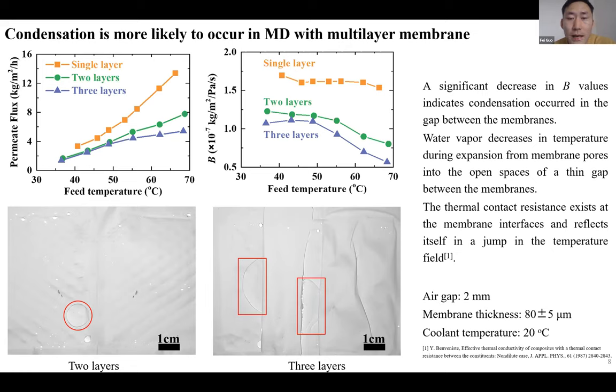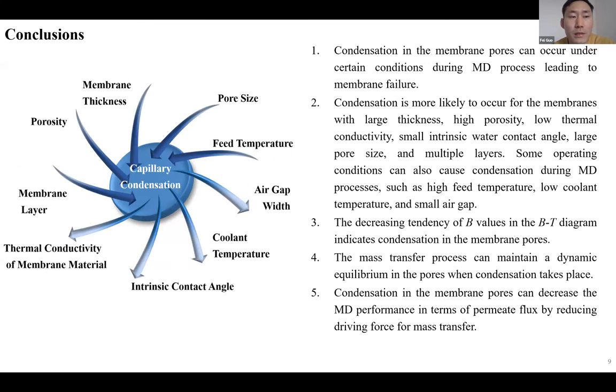With two layers and three layers, membrane AMD processes show significant decreases in the B values, which indicates that condensation occurs in the gap between the membranes. This is because the water vapor decreases in temperature during the expansion from the membrane pores to a thin gap between the membranes. The thermal conduction resistance exists at the membrane interfaces and reflects itself in the jump in the temperature field. Through our experiment, we draw the following conclusions.